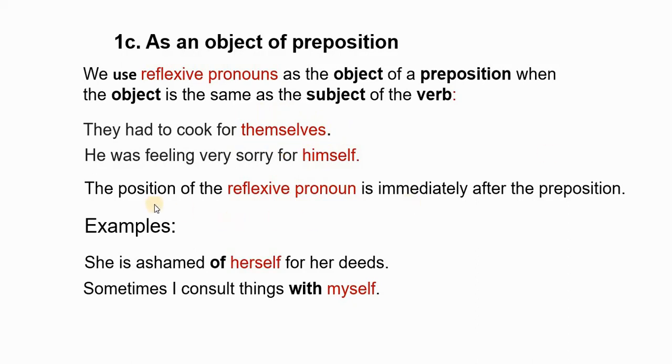The position, this time the reflexive pronoun comes after the preposition. Example, here again, the position of the reflexive pronoun is immediately after the preposition. Example, she is ashamed of herself for her deeds. Sometimes I consult things with myself. Okay.